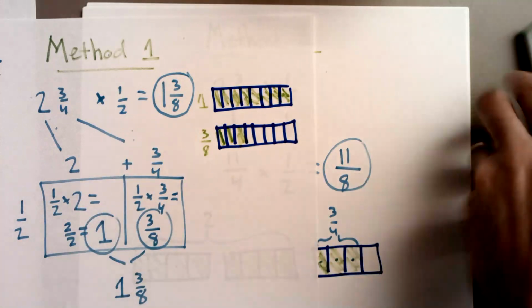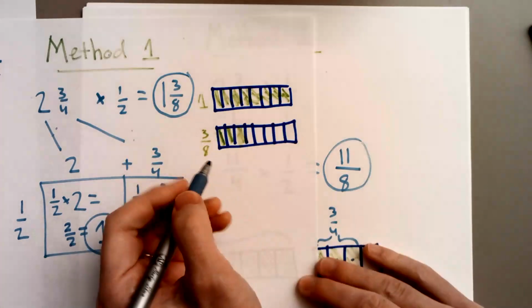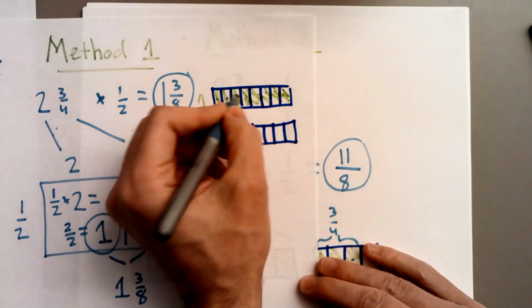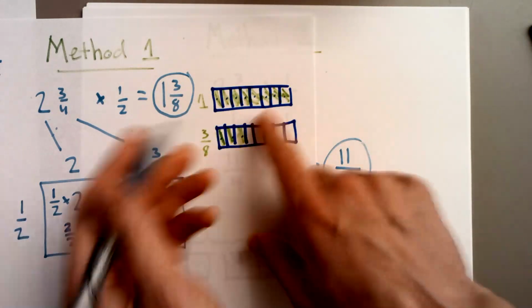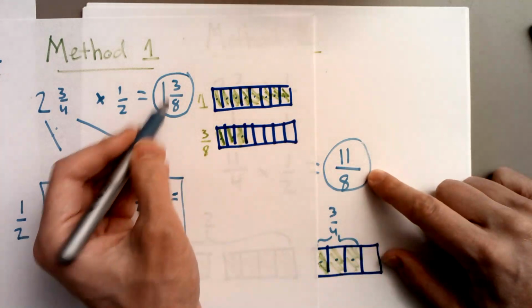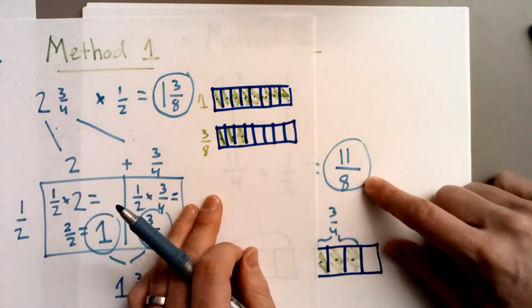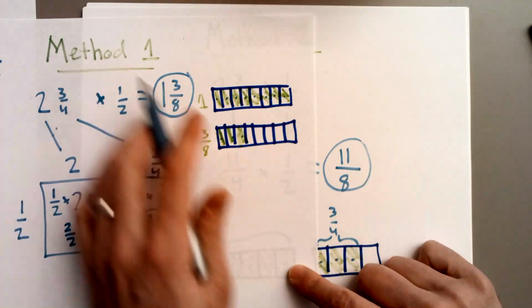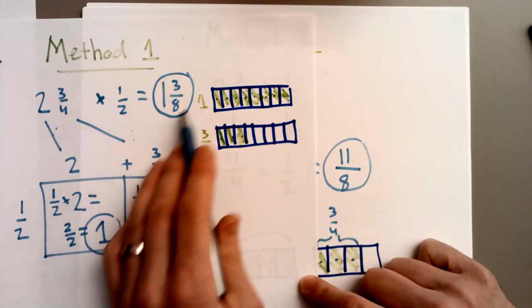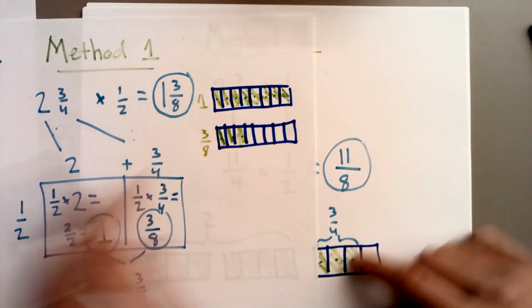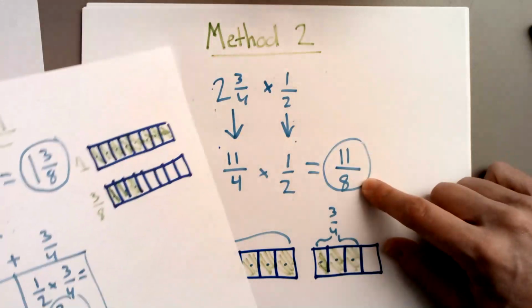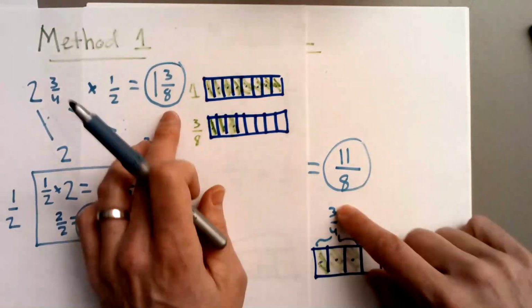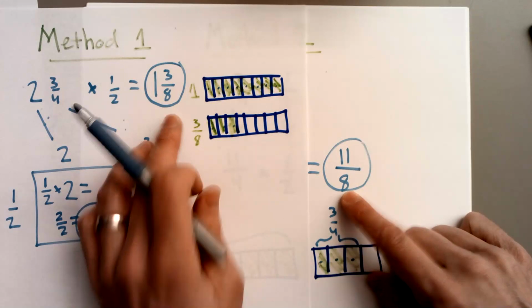Well, if I look at how many sections I have shaded in altogether, 1, 2, 3, 4, 5, 6, 7, 8, 9, 10, 11. Hey, 11 eighths. 1 3/8 is the same as 11 eighths. So method 1 will often get you a mixed number as your product, and method 2 will often get you just a fraction as your product, but they will be equivalent if you do the method correctly.